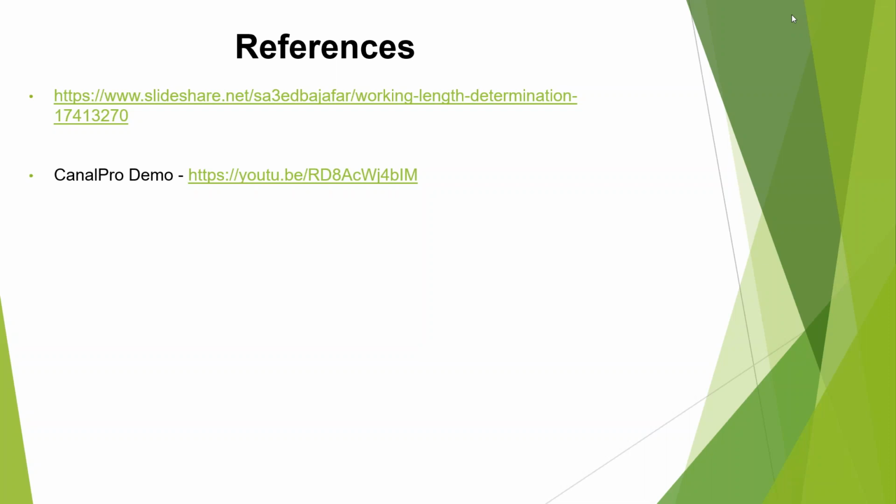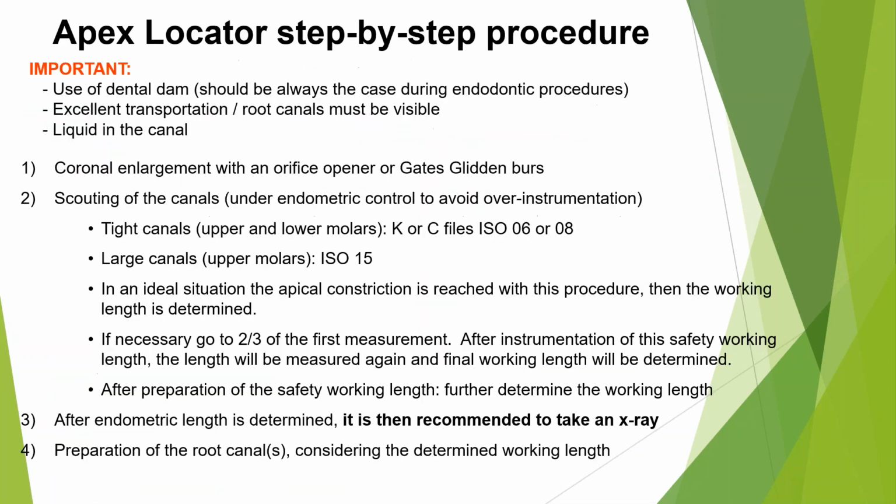And then you hit on a couple other key points with better accuracy using the correct size file. Can you hit on that again? Like an 06 for a narrow canal, or a larger canal, what size file and how that's going to affect accuracy? Let's see. I forgot what slide that was on. There it is. Tight canals. Yep. So the ISO 6 or ISO 8.